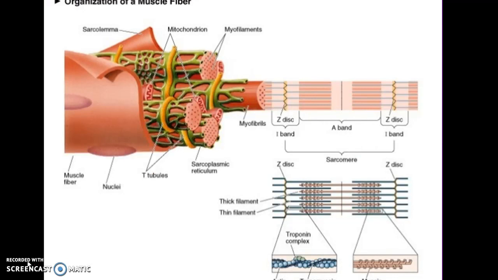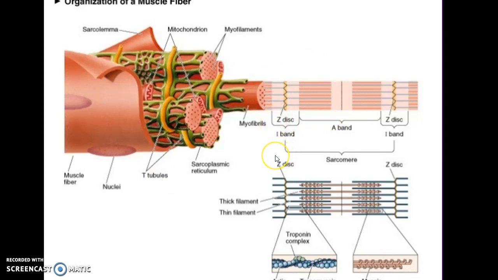Back to this slide, sorry. This also shows you the structure of a sarcomere. So a sarcomere is a structural unit of a myofibril in striated muscle. It consists of a dark band and the nearer half of each adjacent pale band. Z-discs, which you can see here, divide sarcomeres, so their job's quite simple.